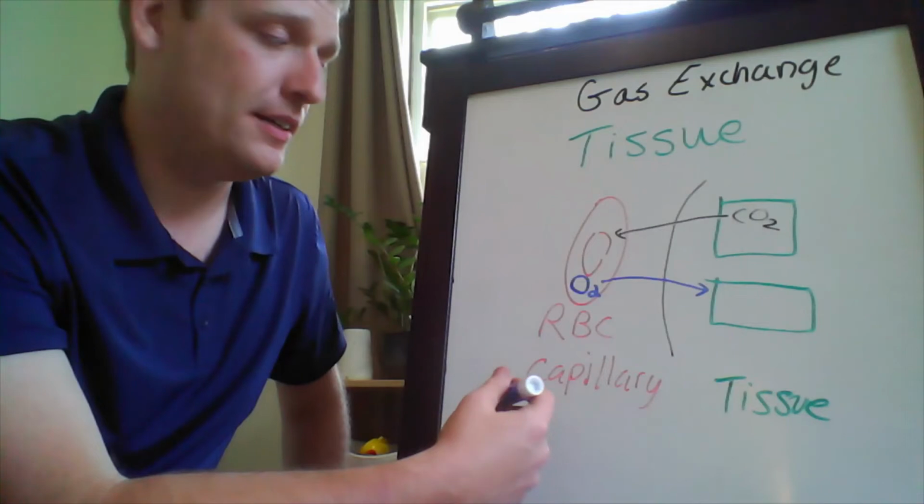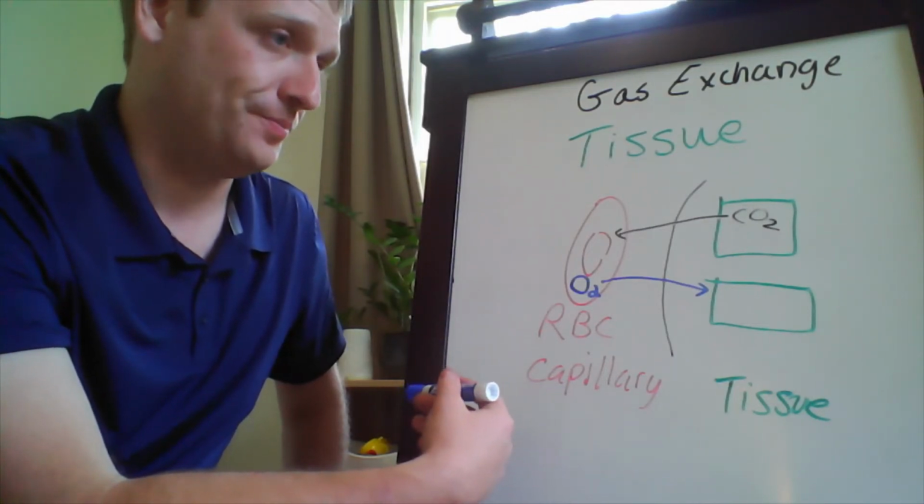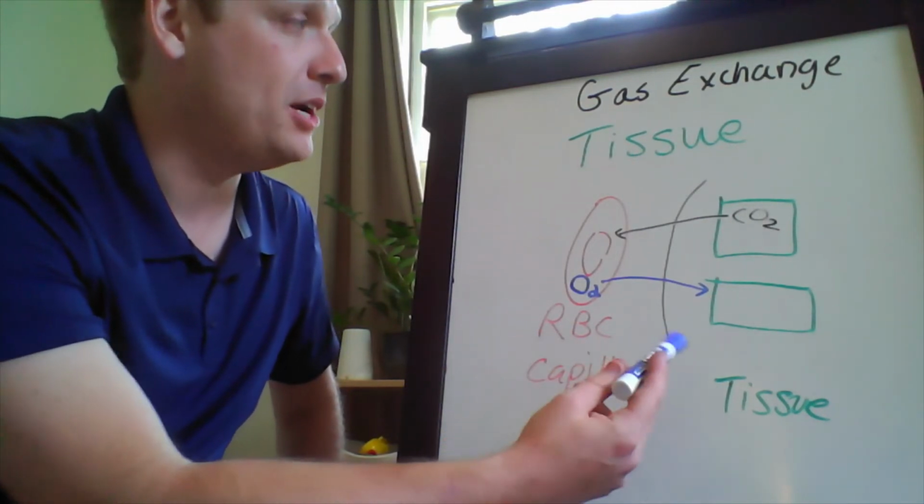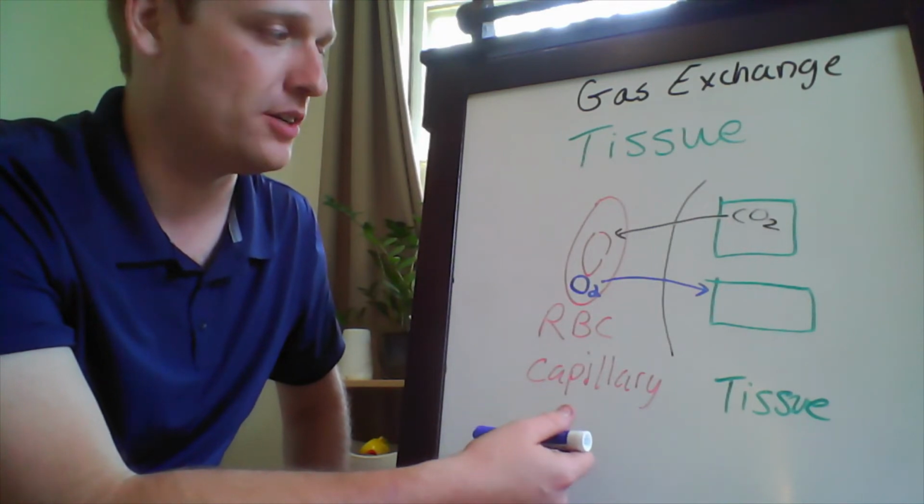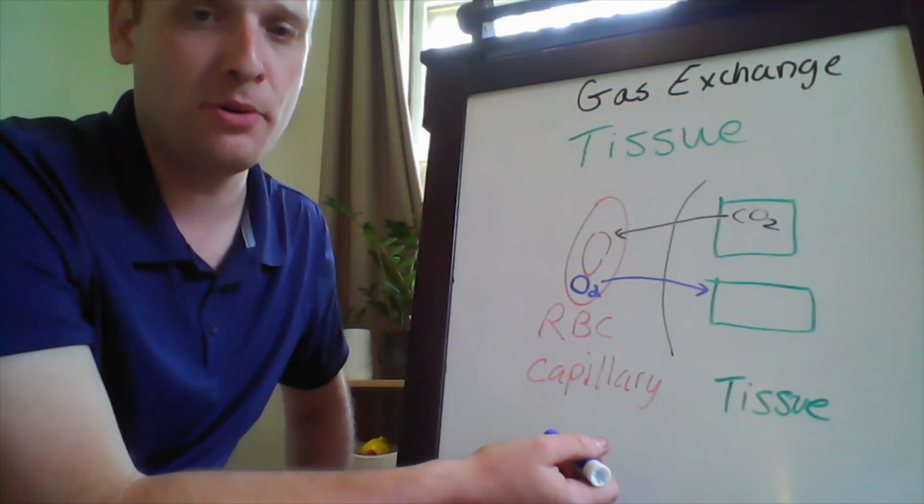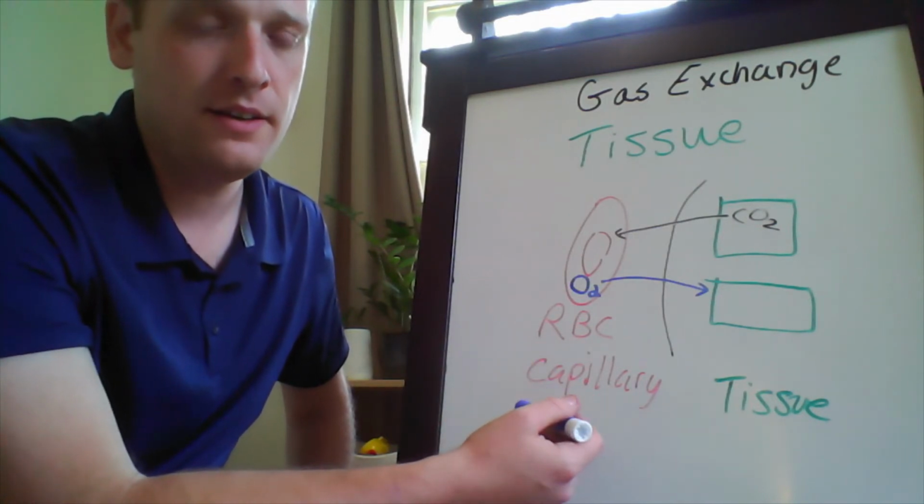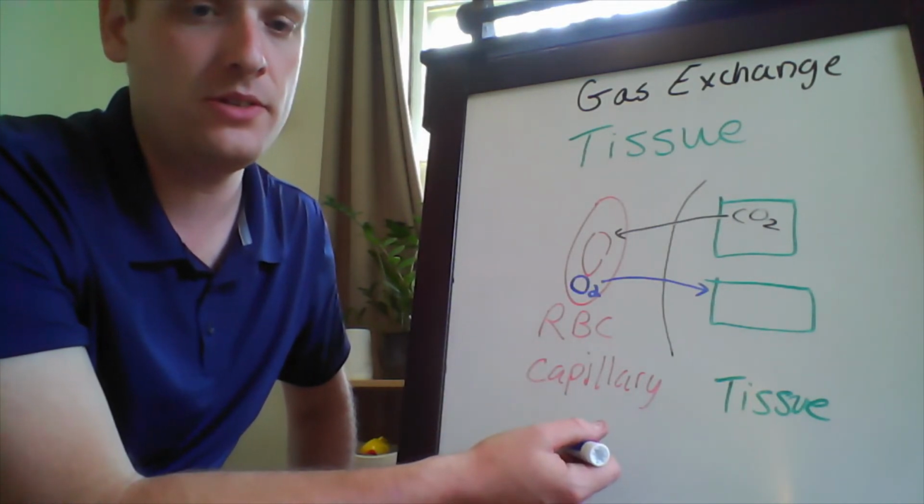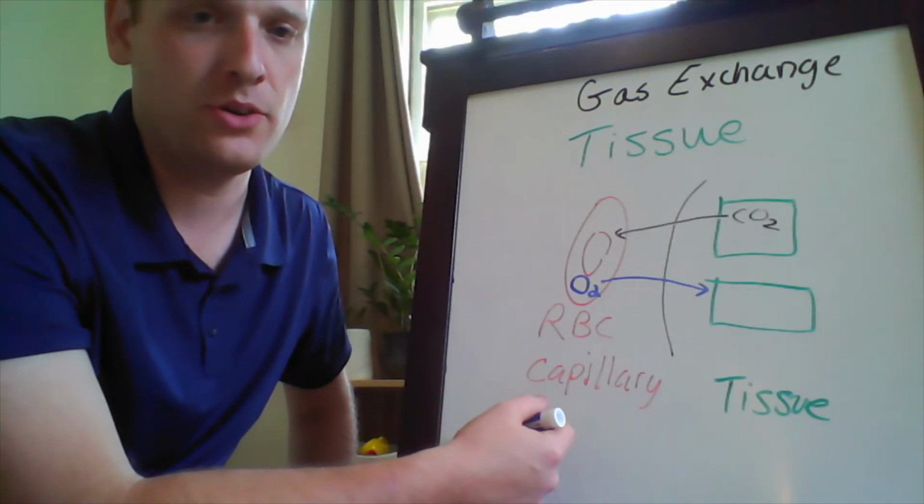Another variable that can affect how much gas exchange to the tissue there's going to be is how much blood is flowing. So the more tissue perfusion, or the more blood flow that's supplying the tissues there is, the more gas exchange there's going to be.